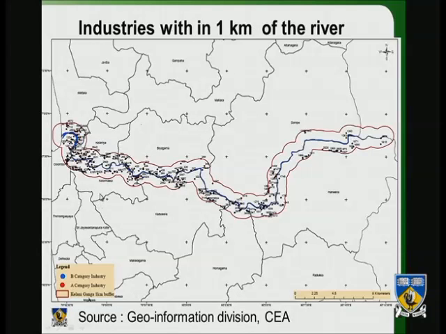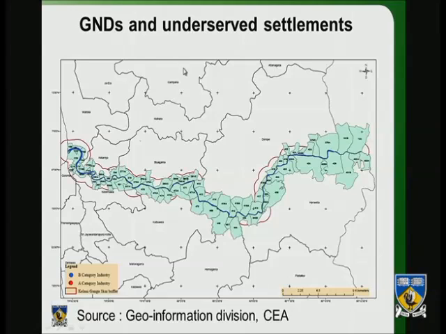So how did we select industries? We got a list of water polluting industries from the Central Environmental Authority. To get underserved settlements, the information was very difficult to find. So what I did was I got all the GNDs. GNDs mean villages, small admin units. All the villages adjoining the river, and then using census data, I selected the underserved settlement areas.